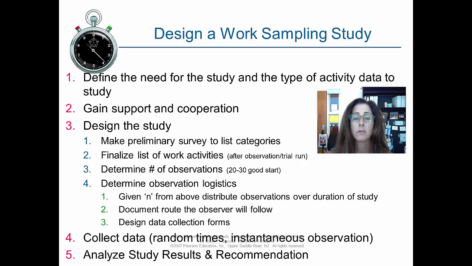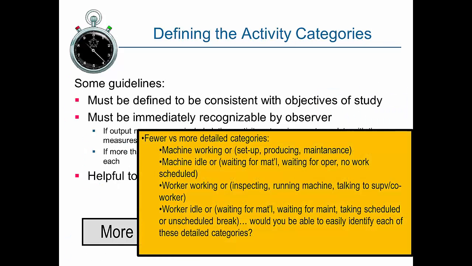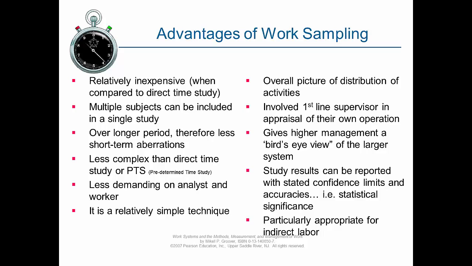We're going to move on now in this video and talk about what the advantages and disadvantages of work sampling are. So you can see a whole list here, and I'm not going to touch on every single one, but some of the advantages of work sampling are that it's relatively inexpensive. You don't have to be as highly trained to do a work sampling study as you do to complete a direct time study. As I mentioned in the prior video, we can look at multiple subjects at a time.